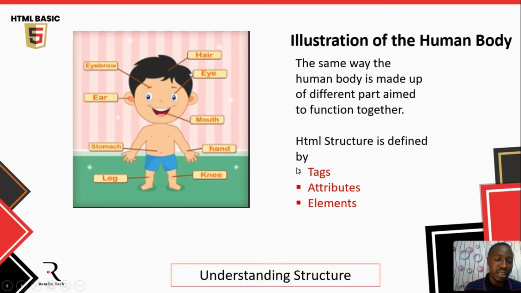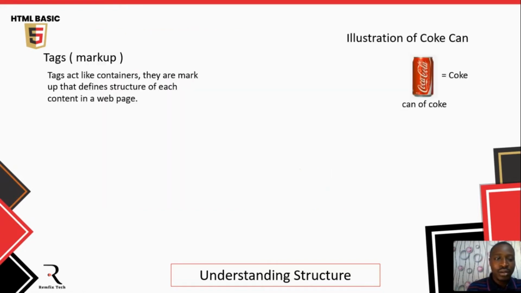I'll start with tags. I have this illustration of a Coke can. If I give you a Coke can as my viewer and say, just chill in this video, you know it's a Coke because of the brand. The container itself gives you information about what the drink is. In the same way, tags act like containers. They are markup that define the structure of rich content in a web page.